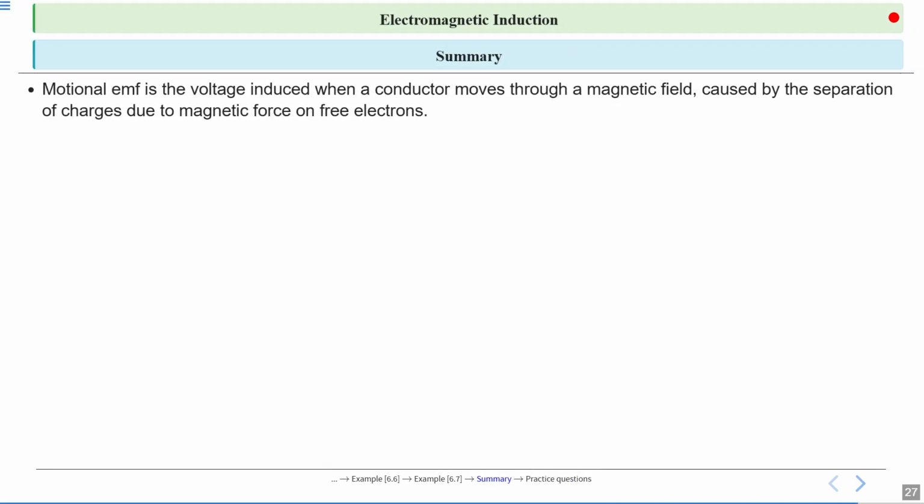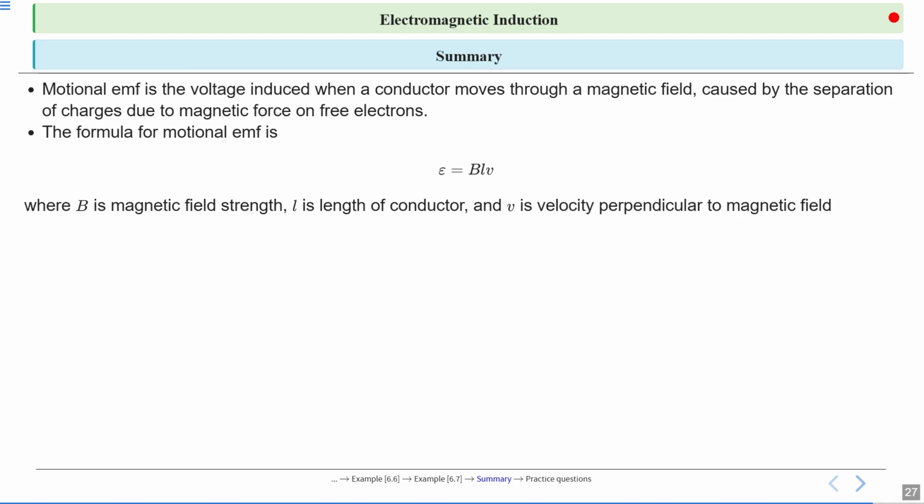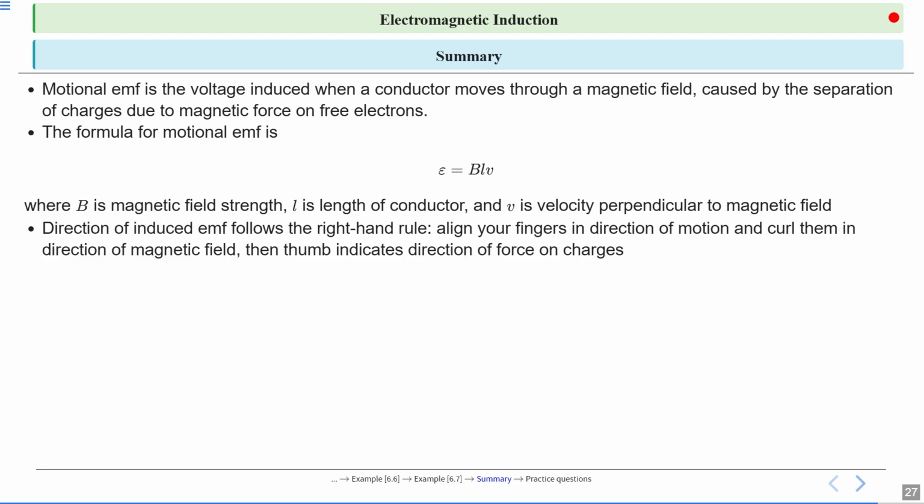Okay, so let's have a quick recap. Motional EMF is the voltage induced when a conductor moves through a magnetic field, caused by separation of charges due to magnetic force on the electrons. The formula for motional EMF is epsilon equal to BLV, where B is the magnetic field strength, L is the length of the conductor, and V is the velocity perpendicular to the magnetic field. The direction of induced EMF follows the right hand rule: align your fingers in the direction of motion and curl them in the direction of the magnetic field, and the thumb indicates the direction of force on the charges.